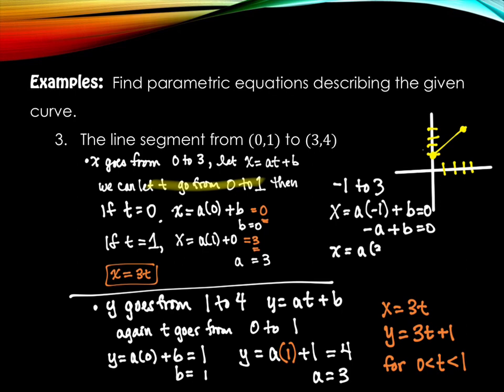So I have A times 3 plus B, and this would have to equal the second B value, which was 3. So my second equation now is 3A plus B equals 3.